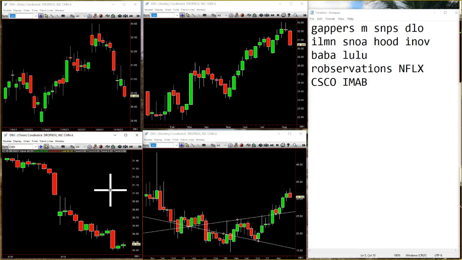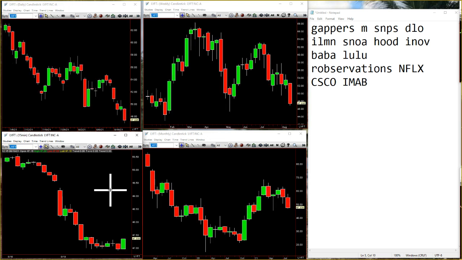If we go to Lyft, and Lyft having some issues here, an inside week to the downside, slight 2 up, boom. Now starting to recover just a little bit. Man, I can't believe I'm running out of time on this. We got some pandemic problems.